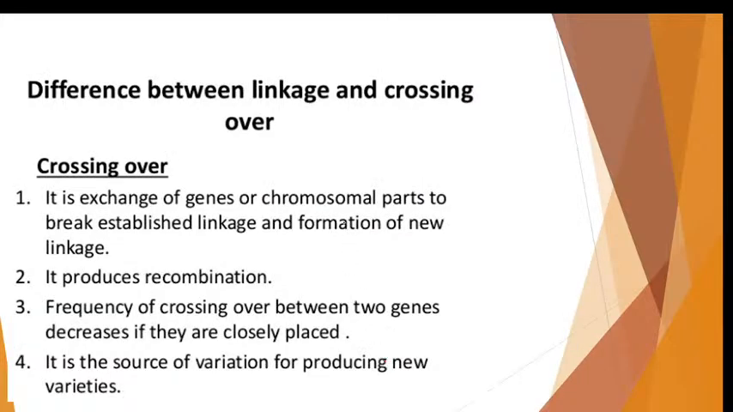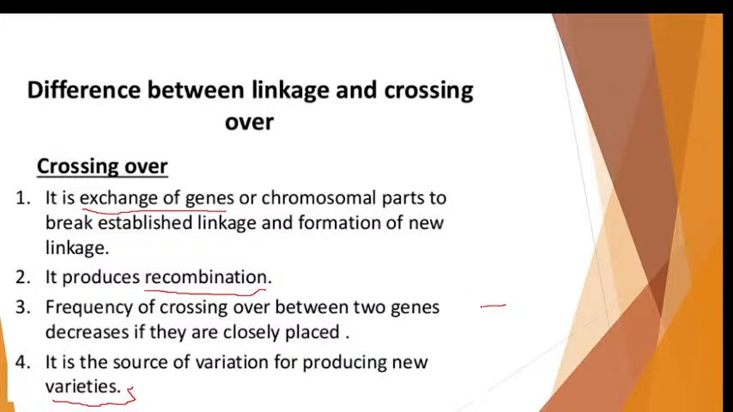So what is the advantage of crossing over compared to linkage? As a result of crossing over, there is a shuffling or exchange of genes. This is very important. There is an exchange of genes or chromosomal parts during the crossing over, and that produces a recombination, and that produces variations in a population. So the frequency of crossing over between two genes decreases if they are closely placed. So between the linked genes, the tendency of crossing over is very less.